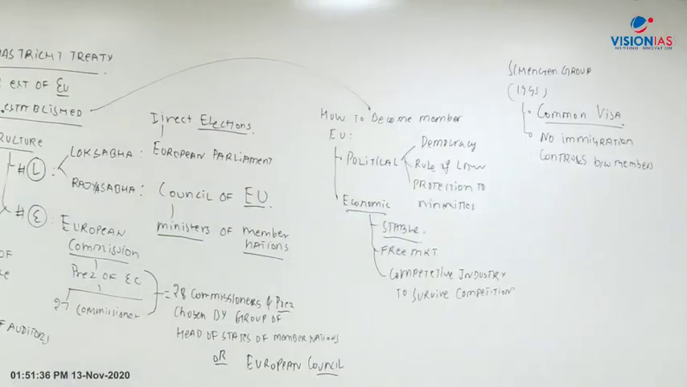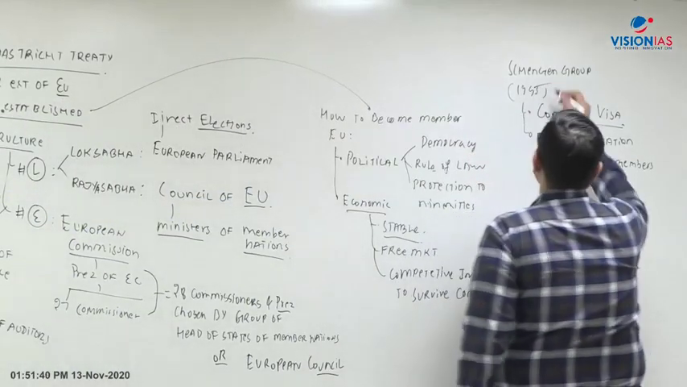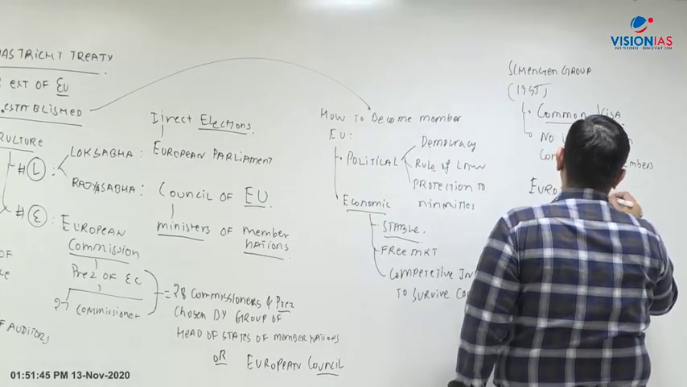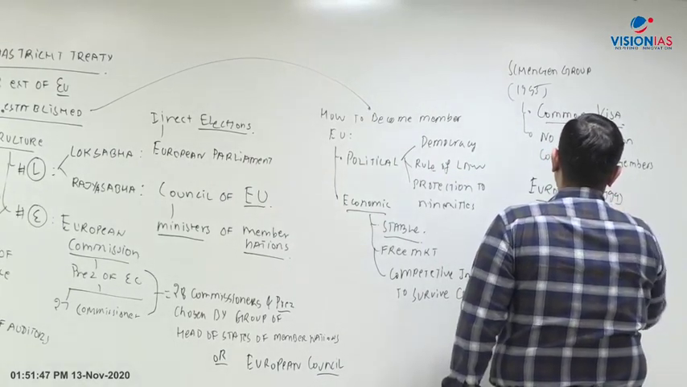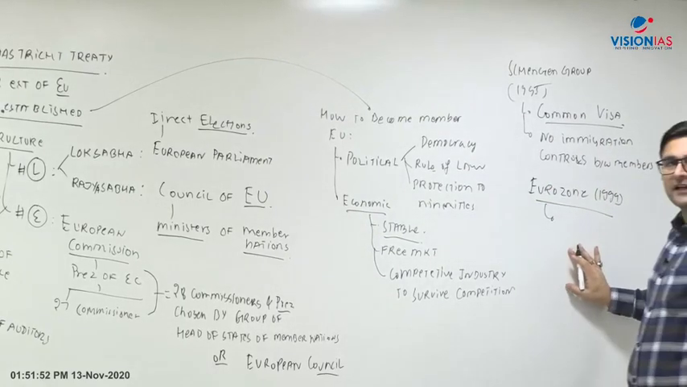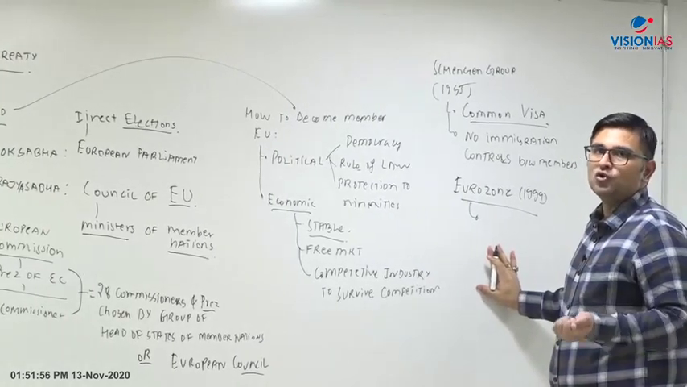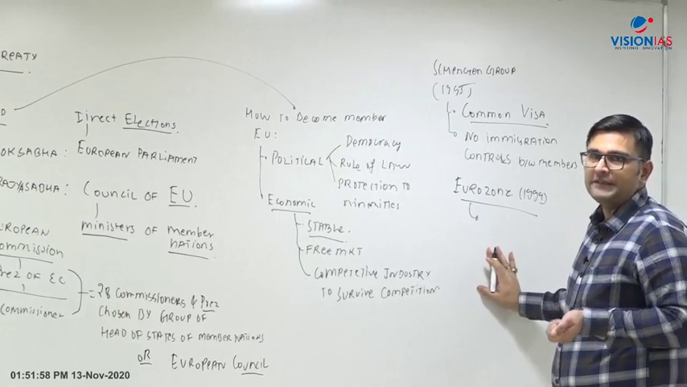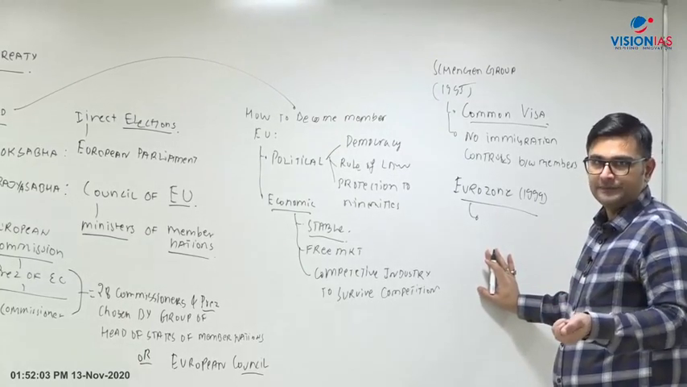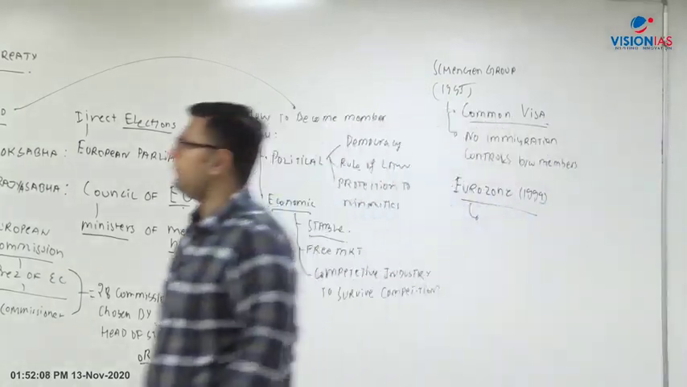Right, after that came your Eurozone in the year 1999. So basically the countries who join the Eurozone, they will give up their currency and they will adopt Euro as the currency of their country. They will also lose the control over the monetary policy. The monetary policy control will be in the hands of the European Central Bank, okay, which is part of the European Union. So it also has a bank apart from judiciary, etc.